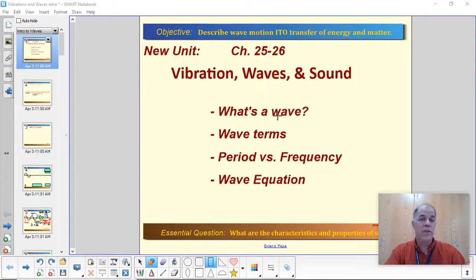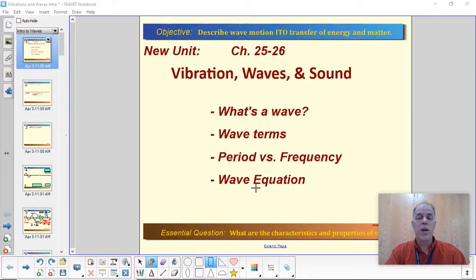So we're going to look at the introduction here. What is a wave? Why are we interested in this stuff? We're going to learn some wave terms, and there's a lot of them. So you're probably going to have to pause this frequently so you can write this stuff down. Because you are going to want to take notes on this because this is just vocabulary so you understand what we're talking about moving forward.